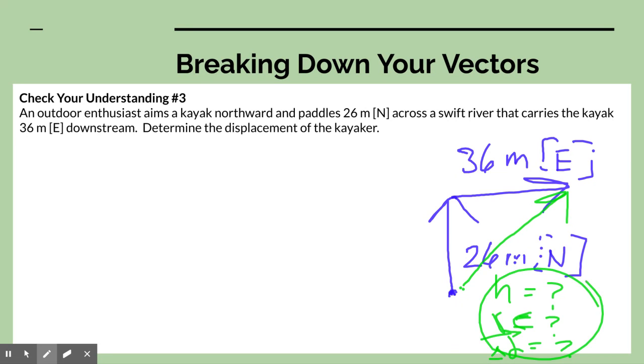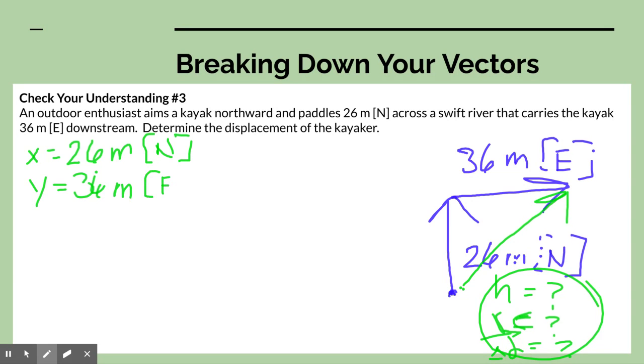So let's, again, just write what we know and what we don't know. We know that they moved 26 meters to the north, and we know that they moved 36 meters to the east.